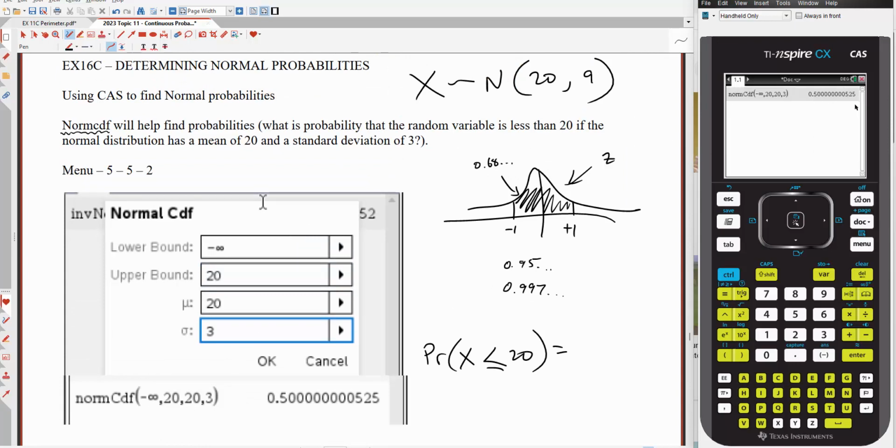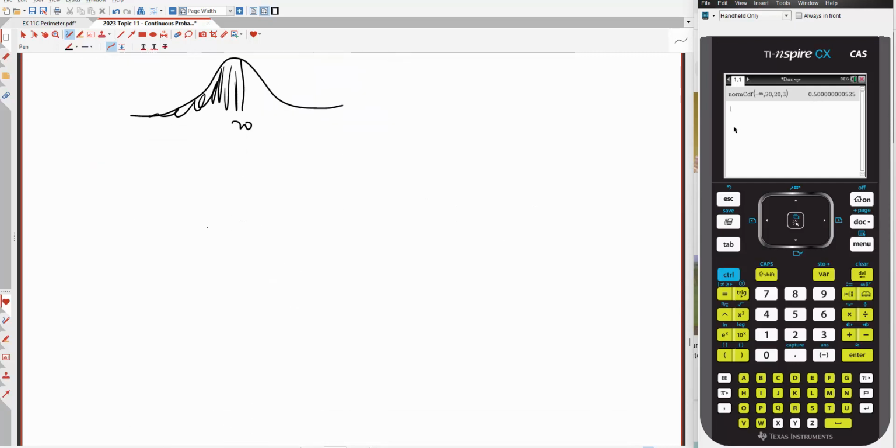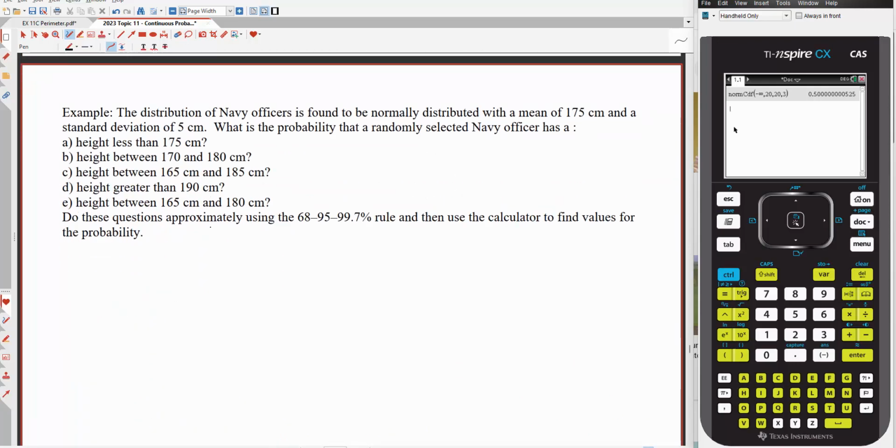It tells us what we already know, which is that below the mean it's 0.5, or 50% of the values fall below the mean. So we're basically going to use this now to answer a whole heap of questions.